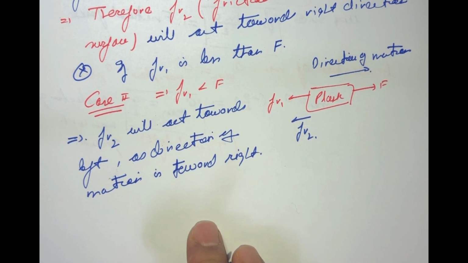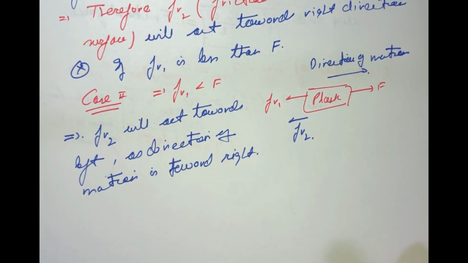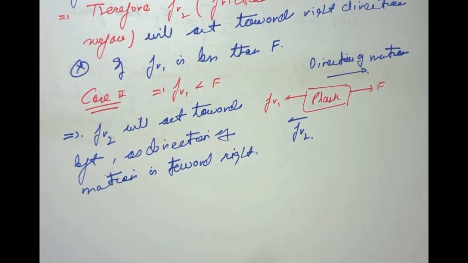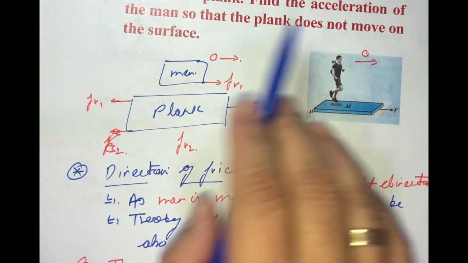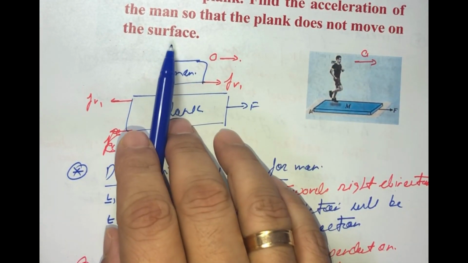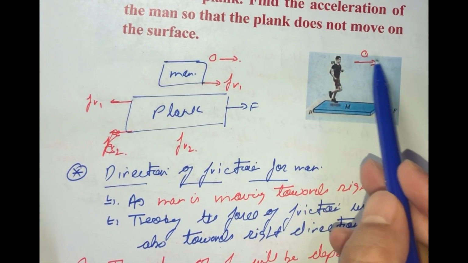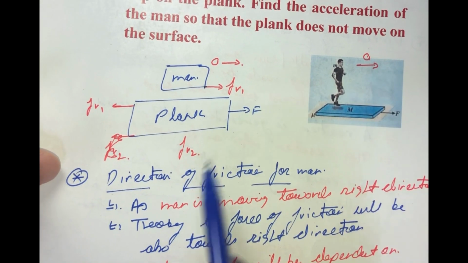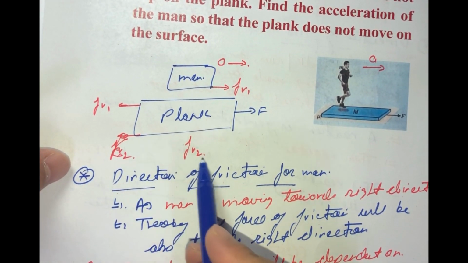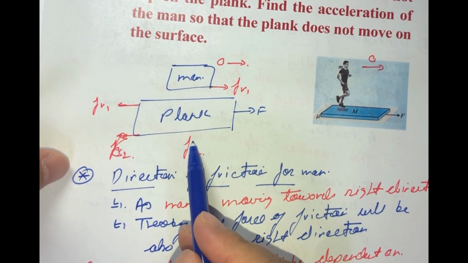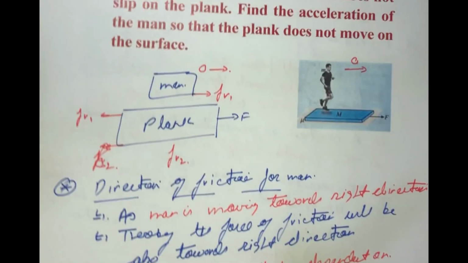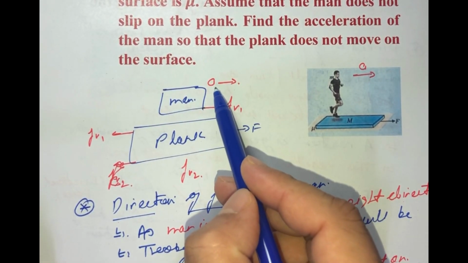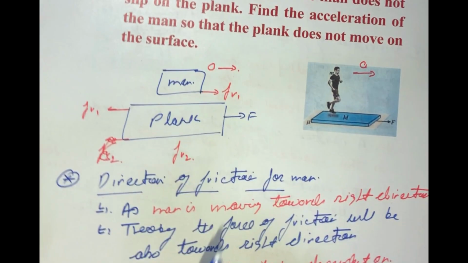So these are the two cases, and we are going to find out the value of acceleration which we are supposed to find out. Find the acceleration of the man so that the plank does not move on the surface. We are going to find out the value of A. That's why I didn't fix the direction of FR2 at the start, because FR2 ultimately depends upon the acceleration A, which is the acceleration of the man.